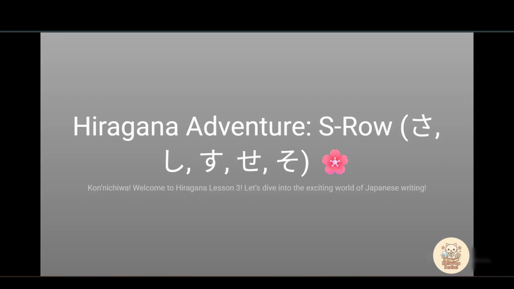Today we are going to learn lesson 3 of our Hiragana chapter, and the row we are going to study today is the S-row. In the S-row we have the hiragana sa, shi, su, se, so. So let's study together. Issho ni yarimashou.